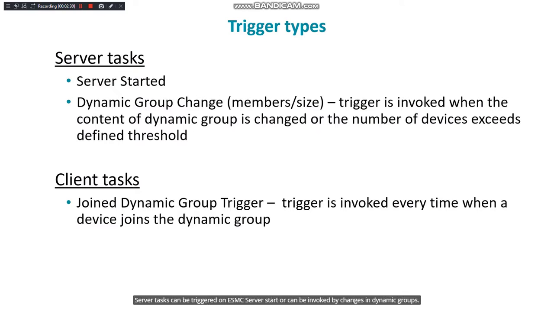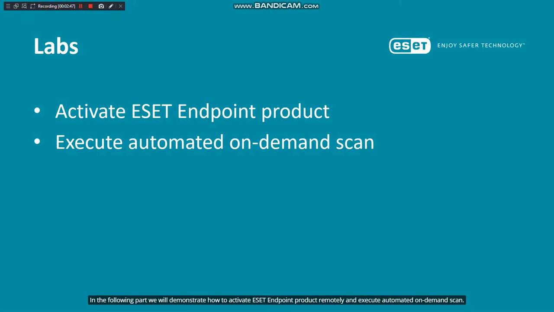Server tasks can be triggered on ESMC server start or can be invoked by changes in dynamic groups. A very useful type of trigger is the Joined Dynamic Group trigger. This trigger is invoked every time a device joins the dynamic group. In the following part we will demonstrate how to activate an ESET endpoint product remotely and execute an automated on-demand scan.